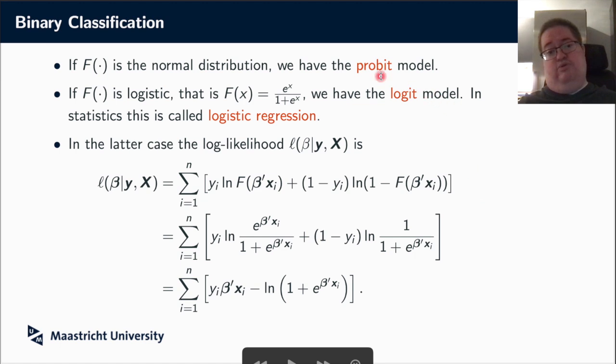Right? Do we choose the normal distribution, then we get the probit model? Do we choose the logistic distribution, we get the logit model? Or in fact, as people typically call it in statistics, it's called logistic regression. Well, and of course you can plug in and write down the likelihood and so on. And this typically would then have to be solved numerically.